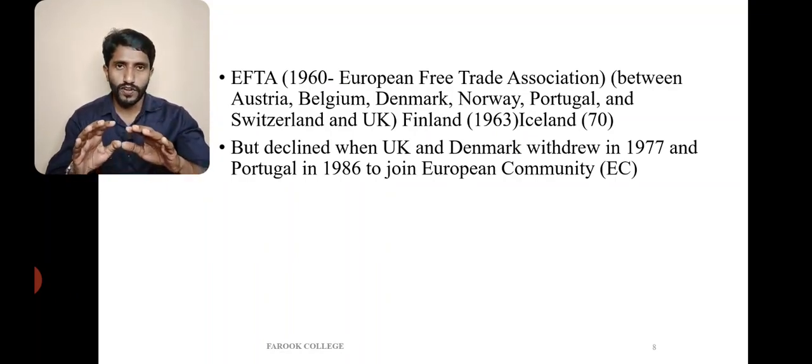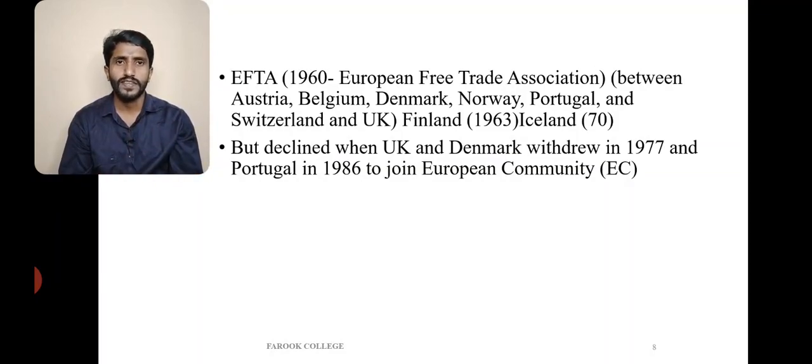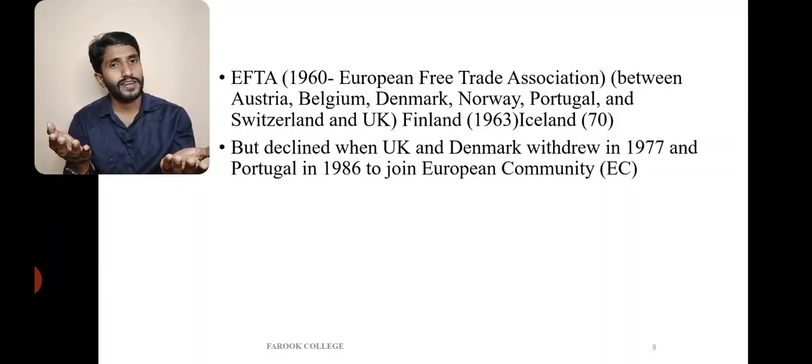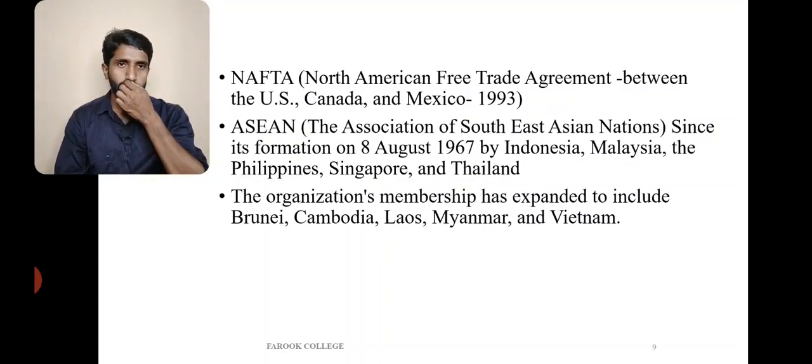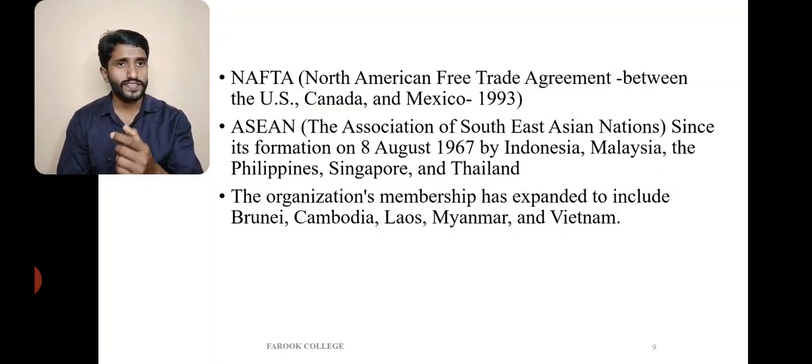So they have removed all the barriers among the members, and each country can retain their own barriers with the non-members. Then NAFTA. NAFTA is the North American Free Trade Agreement between US, Canada and Mexico, and it started in 1993, and now they have changed their name. We will go into the detail later.